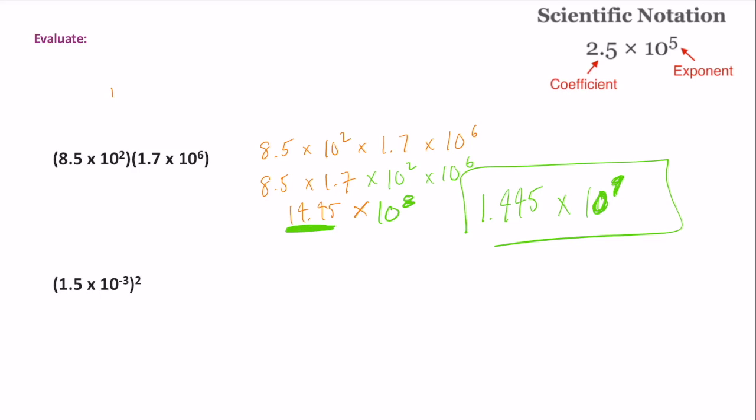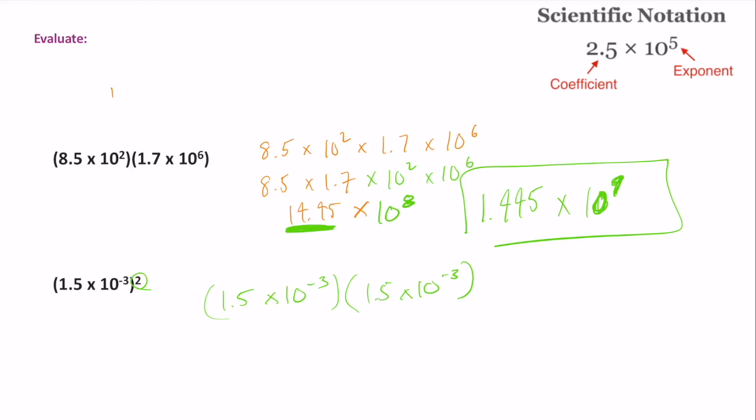Okay, so 1.5 times 10 to the negative 3, squared. So again, this exponent is being applied to everything inside. So this is the same as saying 1.5 times 10 to the negative 3 times 1.5 times 10 to the negative 3. And as we just saw, we can deal with the coefficients together and then deal with the exponents together.